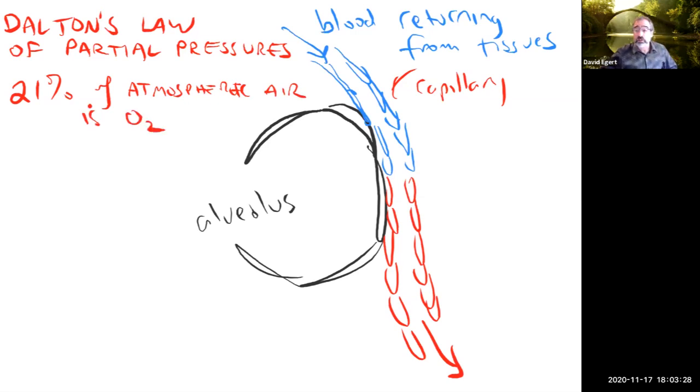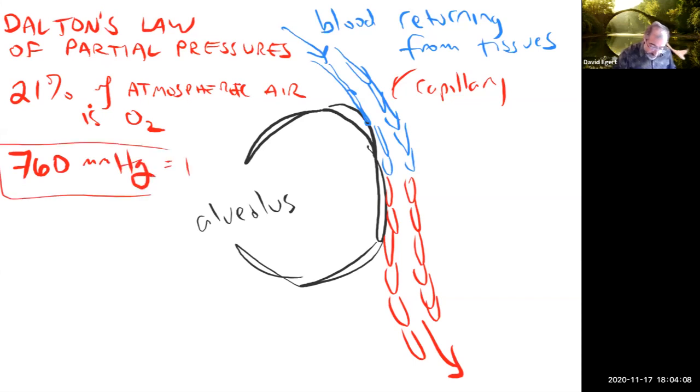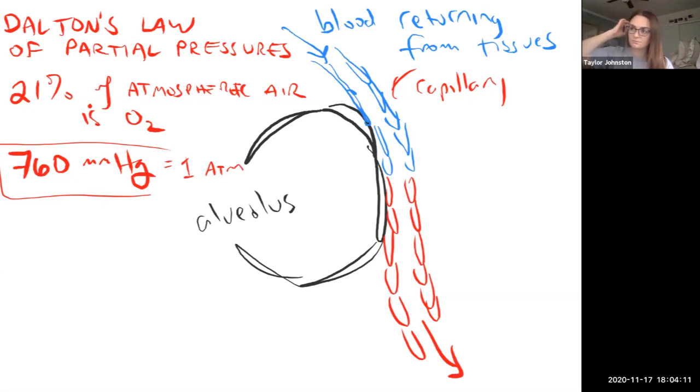Even though the air pressure, does anybody know what one atmosphere is in terms of millimeters of mercury or torr? You must remember from chemistry. What's the normal pressure, standard temperature and pressure? Somebody? 760? Yeah, exactly. You guys do know it. So this is basically one atmosphere of pressure at sea level.